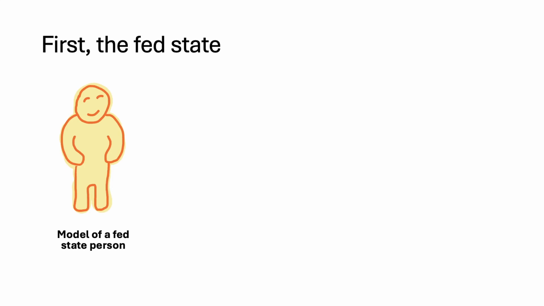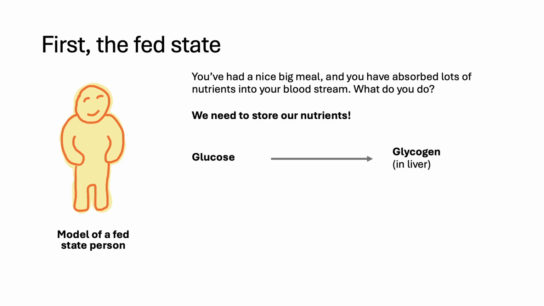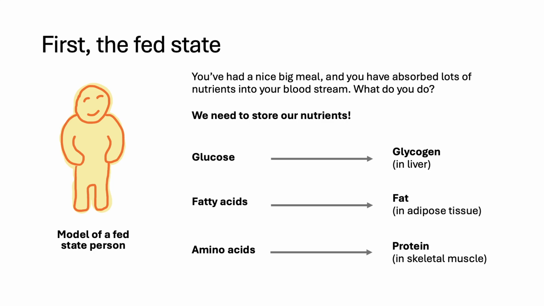Here's our model of a fed state person. And you've just had a nice big meal and you've absorbed lots of nutrients into your bloodstream. What do you need to do? Well, you have lots of nutrients, and what you need to do is you need to store them. We need to store our nutrients. So let's think about this through the lens of our three pillars. First of all, carbohydrates. Glucose we need to store as glycogen in the liver. Fatty acids we need to store as fat or triglycerides in our adipose tissue. And amino acids we are going to build up into proteins in our skeletal muscle.